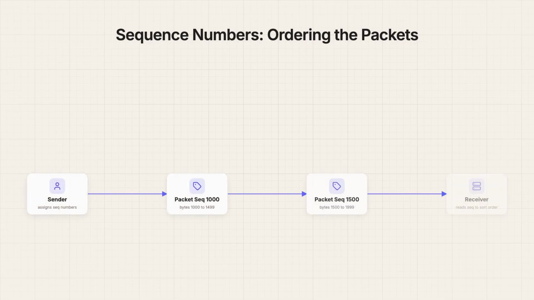Every byte in a TCP stream is numbered using a sequence number. The sender labels each packet with the sequence number of its first byte. Even if packets arrive out of order because they took different network paths, the receiver uses these numbers to sort them back into the correct sequence before handing data up to the application.